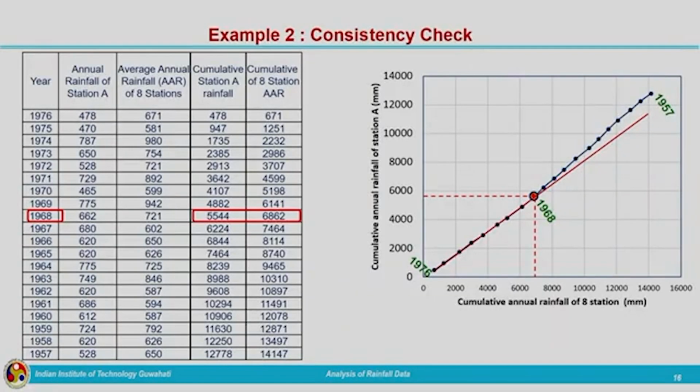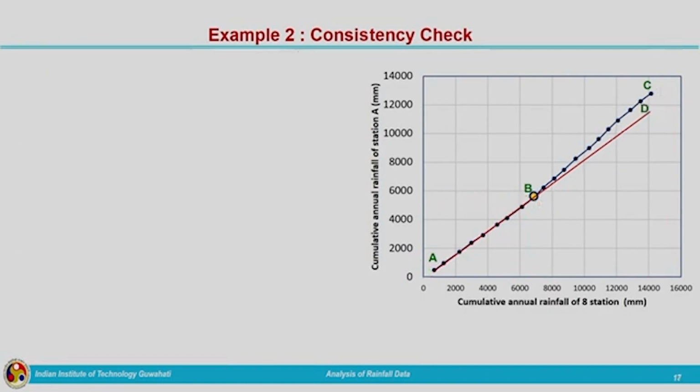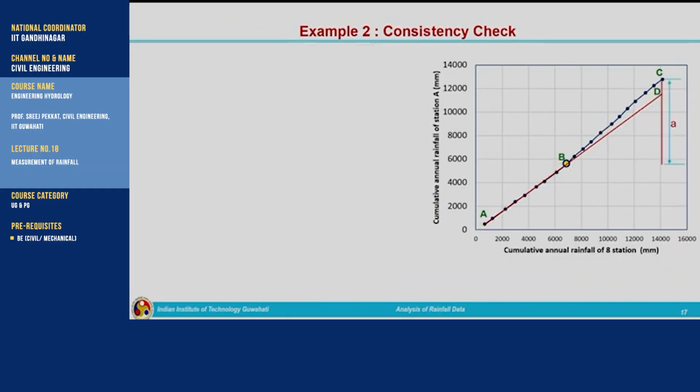We are assuming that from 1976 to 1968 the data is correct, and inconsistency started from the year 1968. So, after finding out the correction factor, we will be correcting the data corresponding to the years 1968 to 1957. Let us name these points A, B, C because we need to calculate the slopes corresponding to these two lines. We need to find out the ordinates A, B and X.